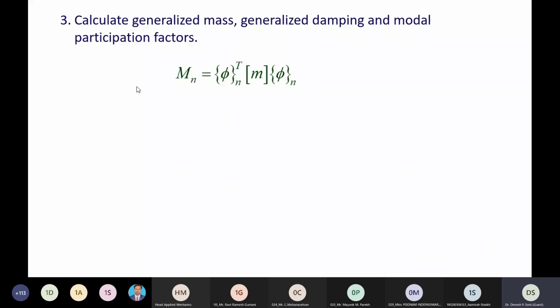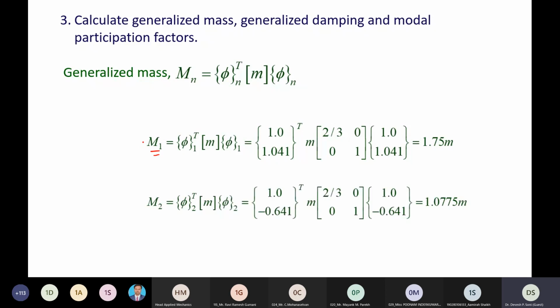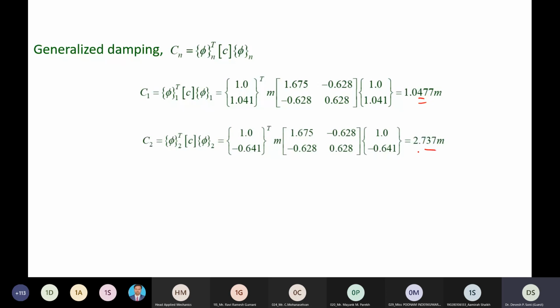Now, in order to have the complete analysis, we have calculated the generalized mass. We can use this formula, and the generalized mass will be in two modes: M1, the first mode generalized mass, and the second mode generalized mass. They are coming like this: 1.75 and 1.07 times the mass. Then generalized damping can be calculated using this simple equation. In the first mode it is coming like this, and in the second mode it is 2.737 times the mass. So these are the generalized damping values.